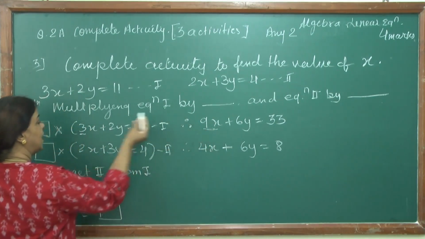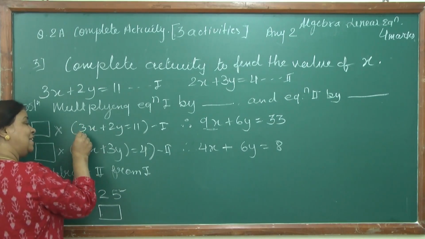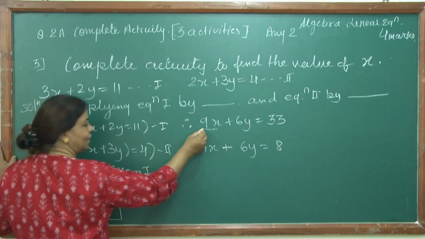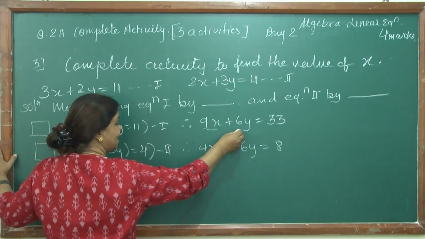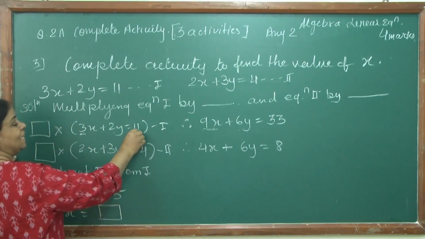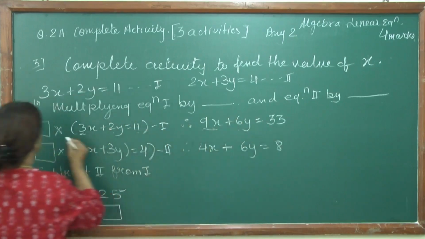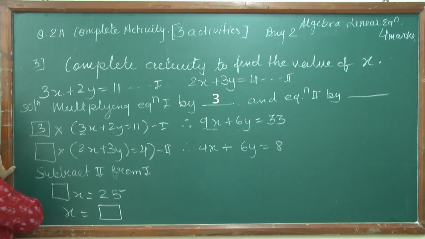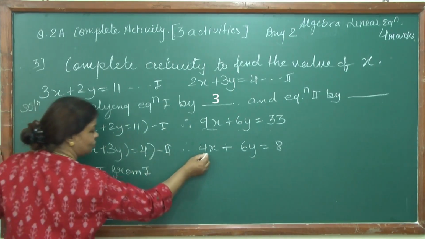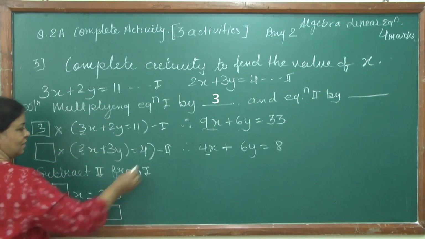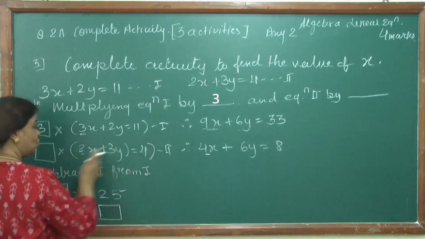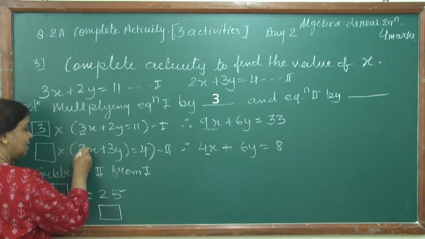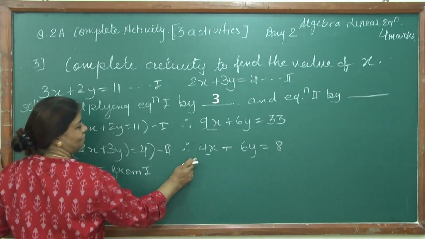And how did you get 9? When this 3 is multiplied by 3, then you will get 9. When this 2 will be multiplied by 3, then you will get 6. When this 11 will be multiplied by 3, then you will get 33. So write here 3. Now here it is 2, but here it is 4. Okay, this answer is the answer after multiplication.